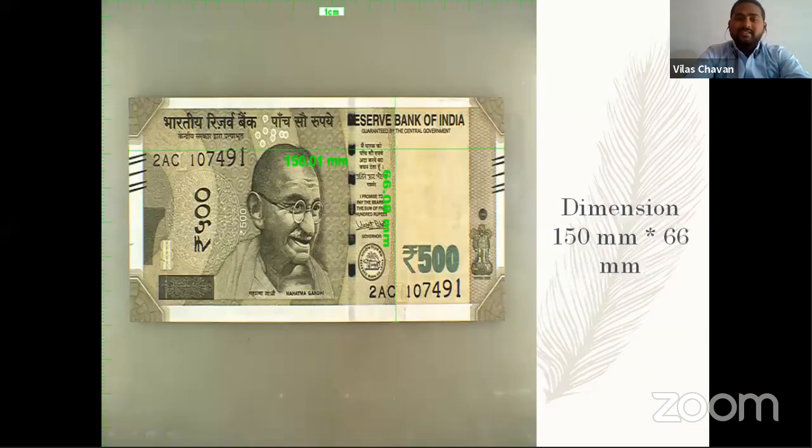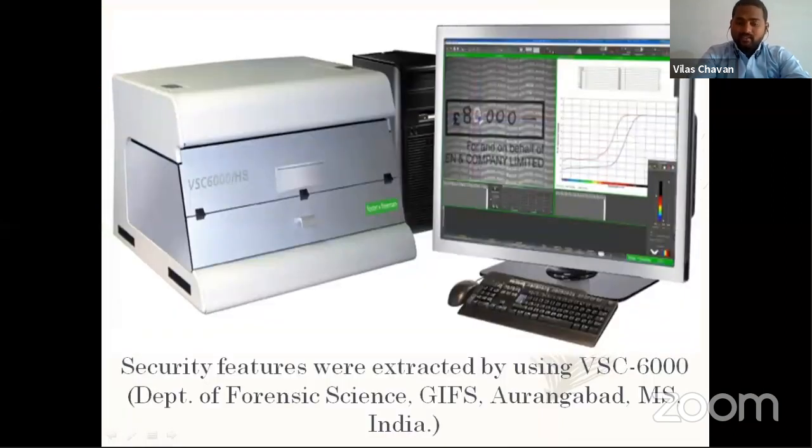Then here is the dimension. The standard dimension is 150 into 66, but here it is 150 into 0.1, and here it is the accurate 66. This is due to human error, or we can call it machine error. So this was all about the hidden security features of Indian denominations of 2000 and 500, and all these features were extracted using VSC 6000 at the Department of Forensic Science, Government Institute of Forensic Science, Aurangabad.